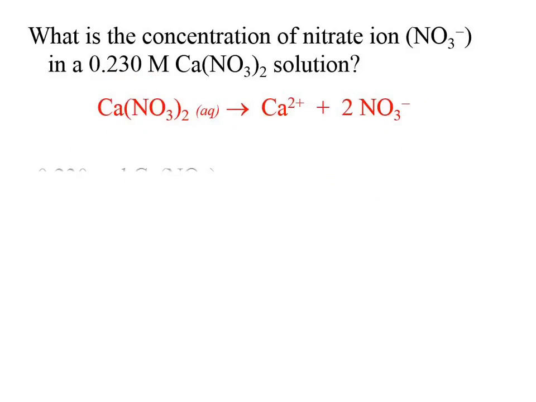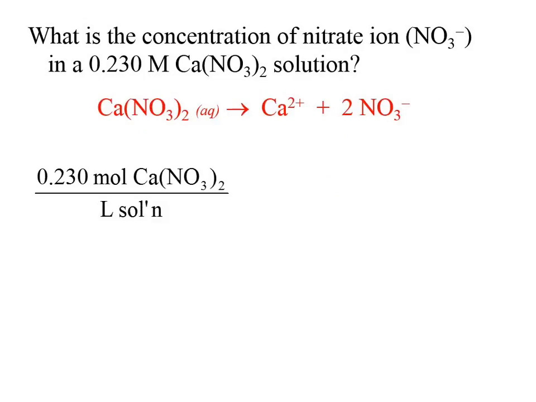But if we were going to do it factor label, here's what it would look like. We'd start with the molarity of the unionized salt, the cation and the anion together. So 0.230 moles of Ca(NO3)2 per liter of solution. And then it's kind of like a regular old stoichiometric calculation. If we want moles of calcium nitrate, Ca(NO3)2, to cancel, and we want to be left with moles of NO3.